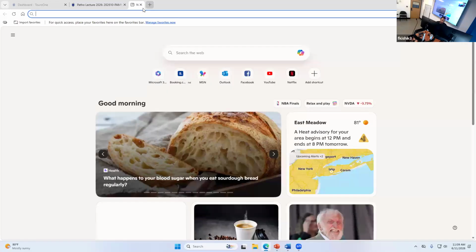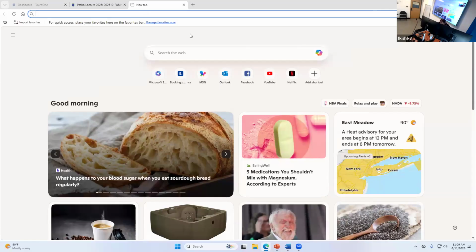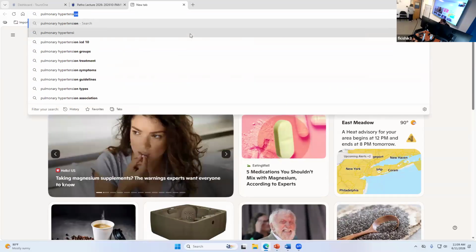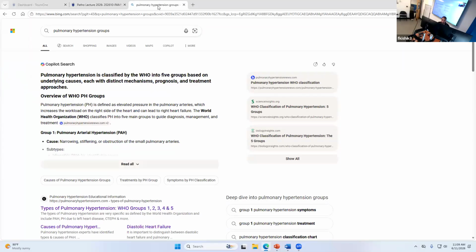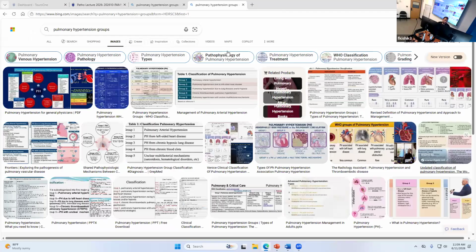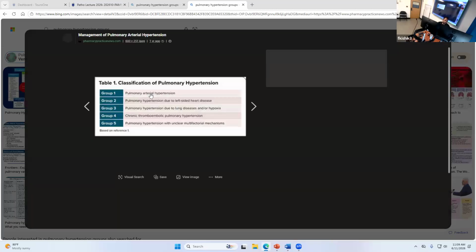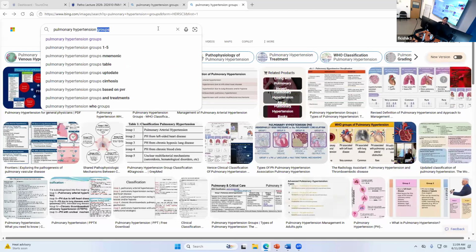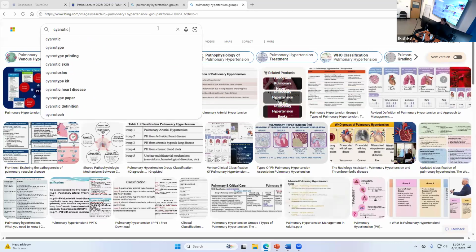So I'm going to show you two things, and then we're done. This is the types of pulmonary hypertension. You just look up any one of these: pulmonary arterial, left side heart disease, lung disease, CTEPH, and unclear factors. And the other thing I'm going to show is cyanotic heart diseases.